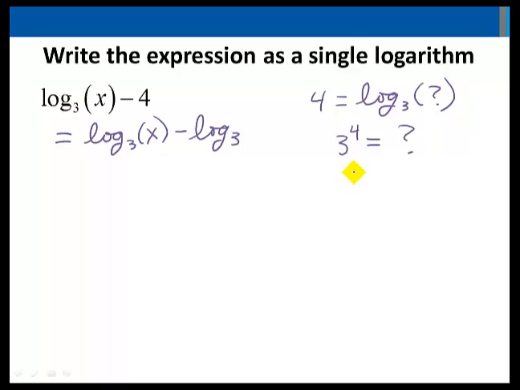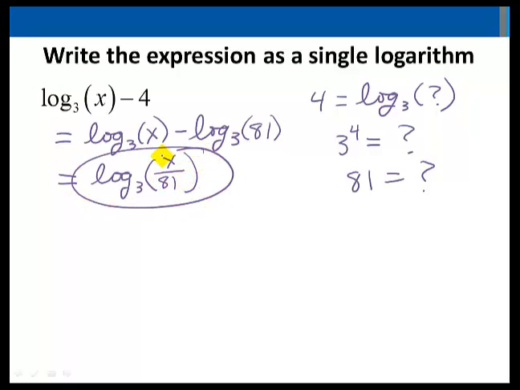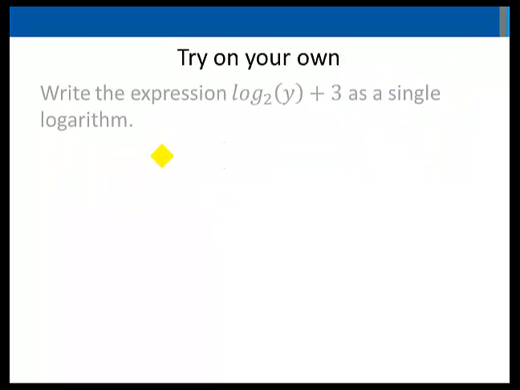Well, 3 raised to the power 4 is equal to 81. So I know that I'm taking log to the base 3 of 81 to get 4. And so I'll simplify. I have log to the base 3 of x minus log to the base 3 of 81. I can write this using the quotient rule as log to the base 3 of x over 81. Try on your own. Write the expression log to the base 2 of y plus 3 as a single logarithm.